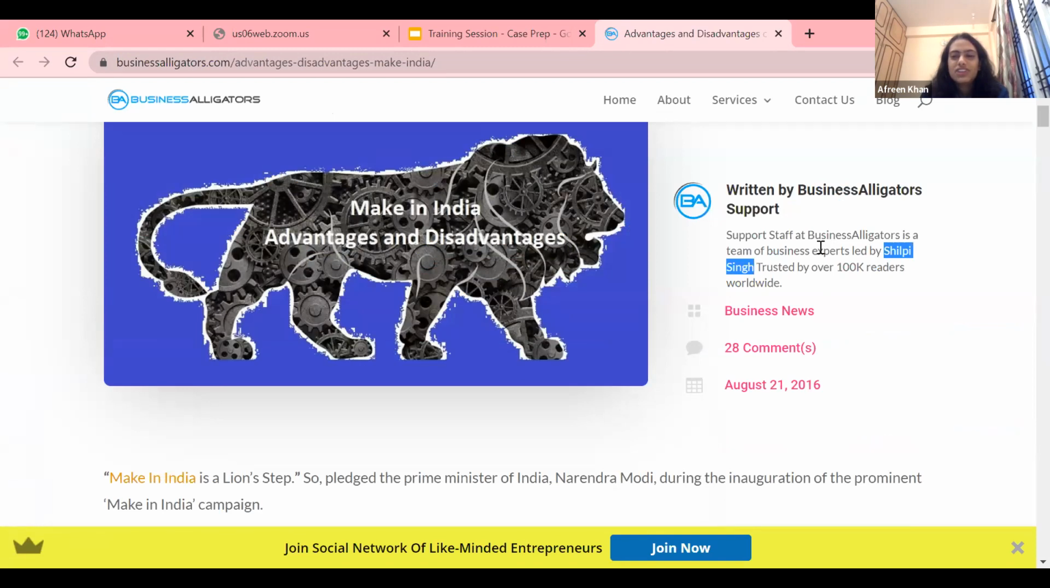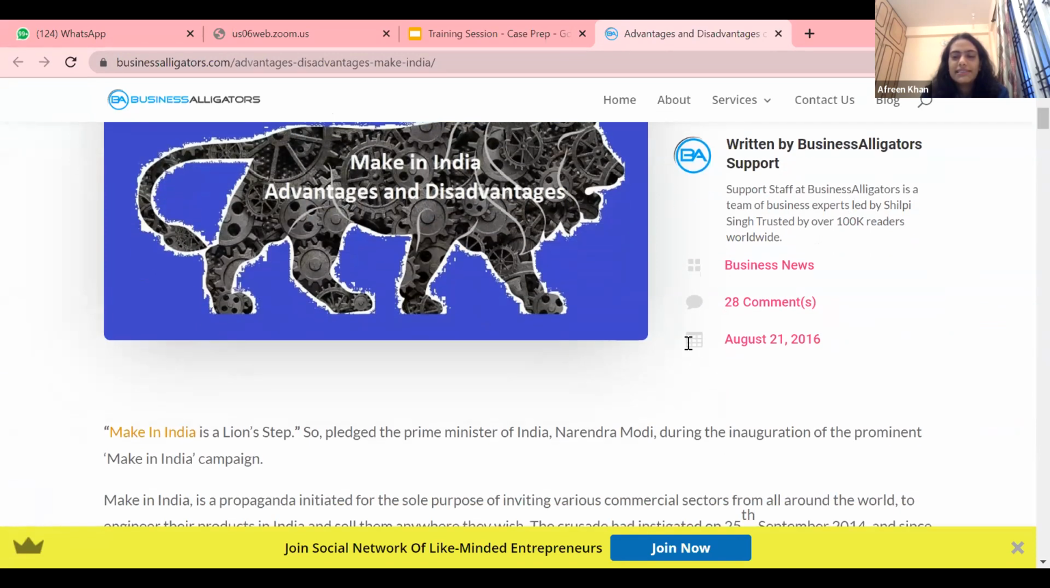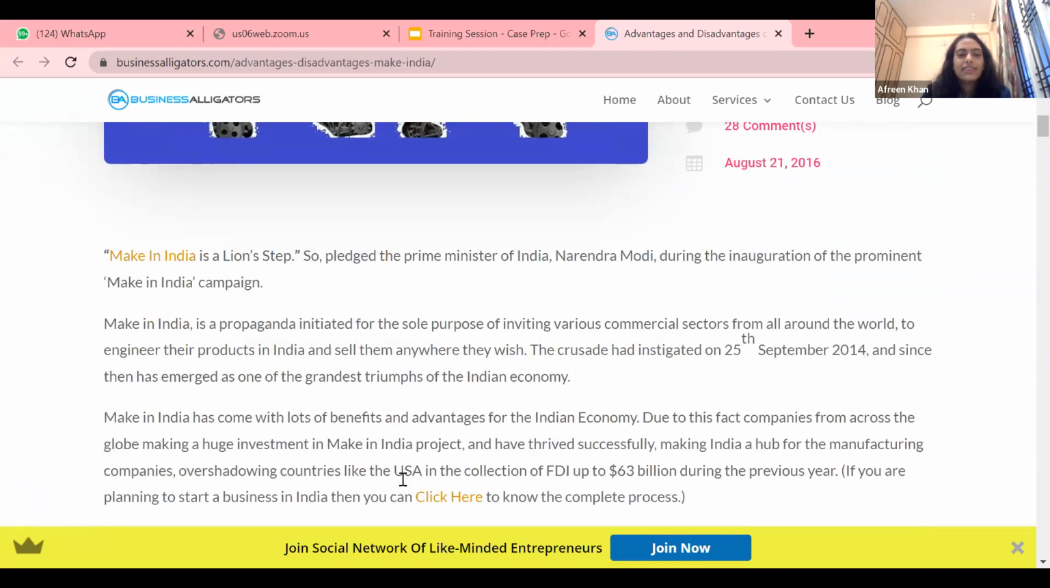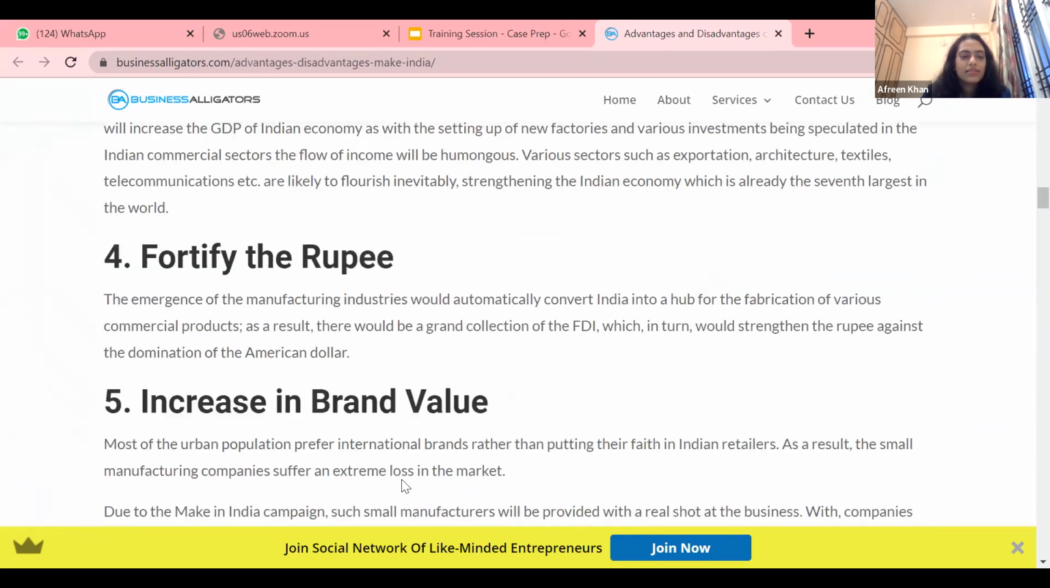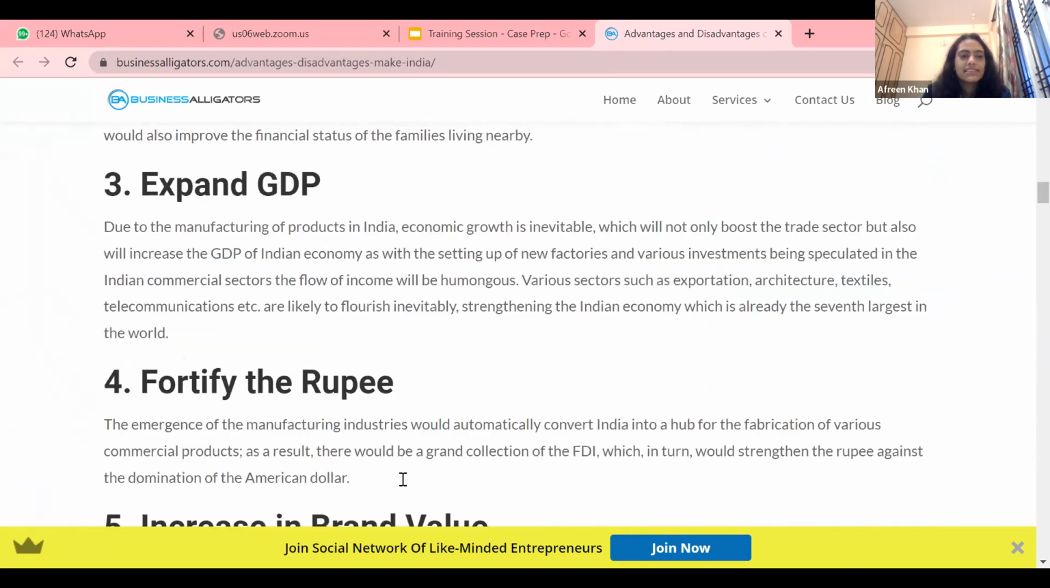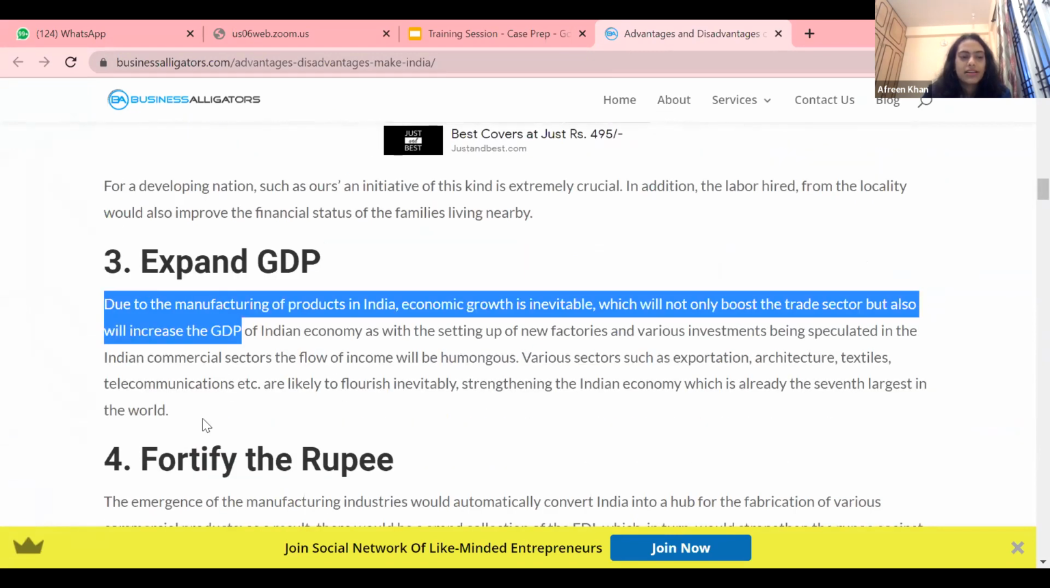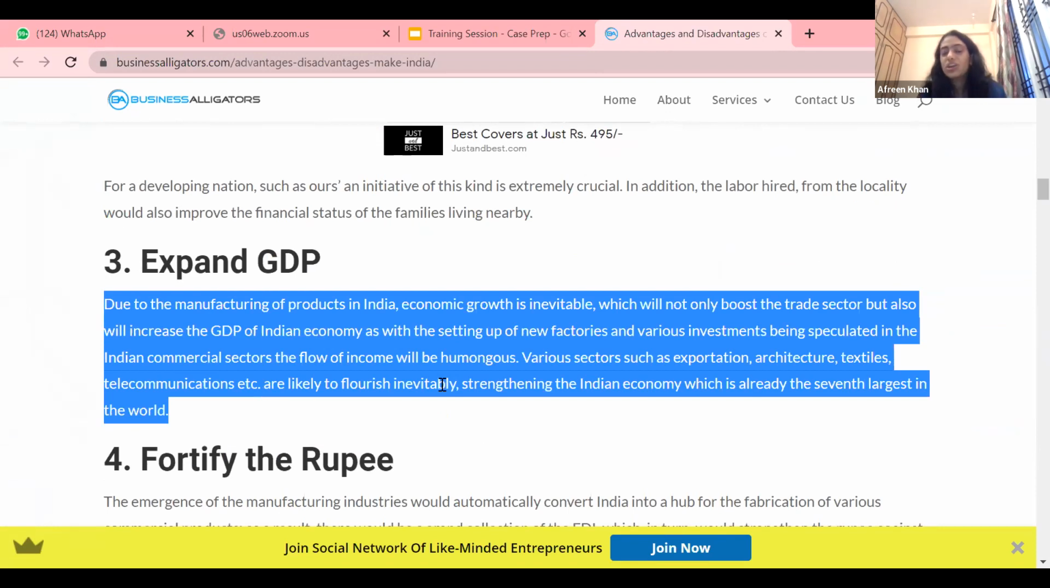And who is Shilpi Singh? She is the business expert. And when did she write this article? August 21, 2016. And where did I get that particular thing from? This is the paragraph I copy pasted. And you can check it with the evidence card that I was not lying about the fact. So you can always cross check whenever things like evidence cards are being shared. Did you get it?